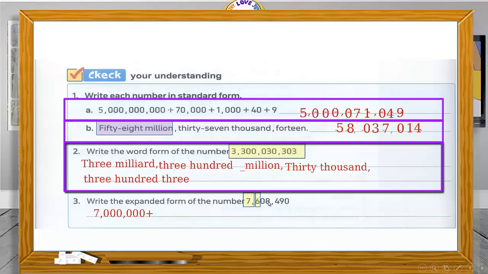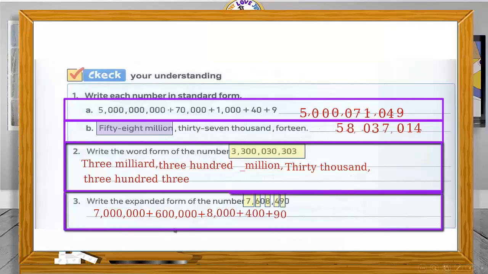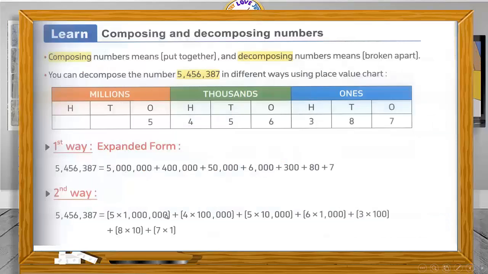Go to next digit. 8. 8,000. Yes, 8,000. Next digit. 4. 4 what? 400. 4 and 2 zeros. 9. 90. Now we finished writing the number in expanded form.